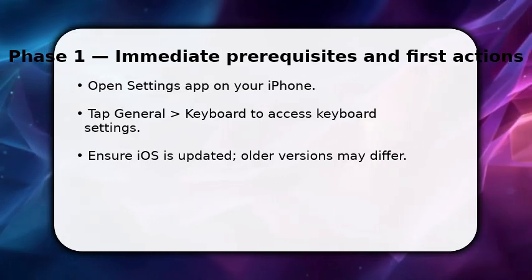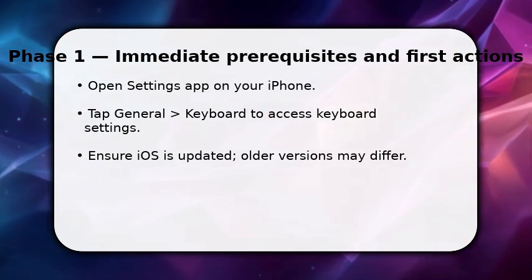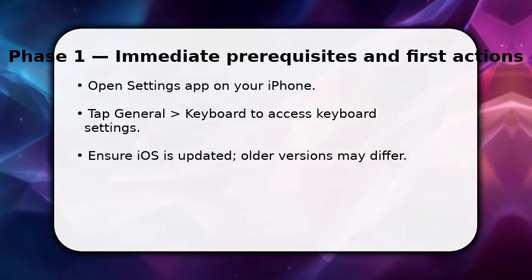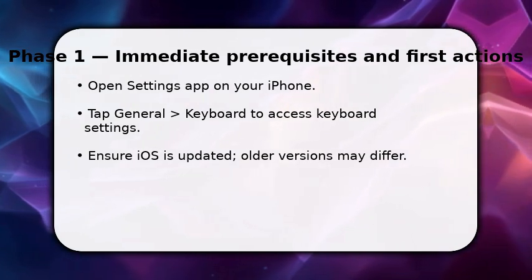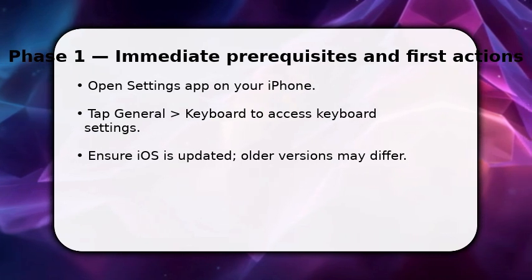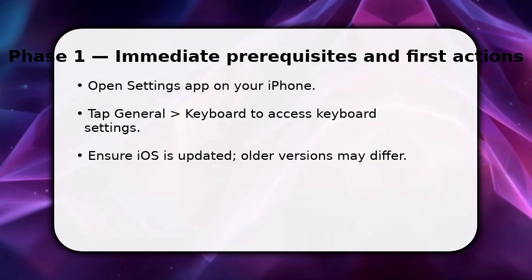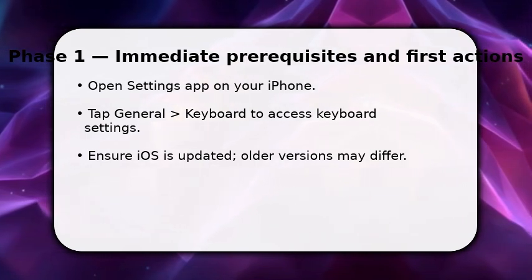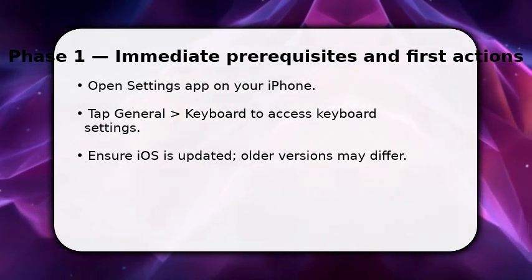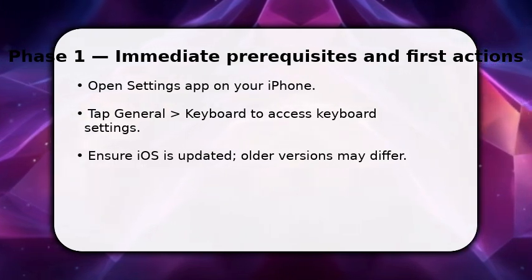You begin by opening Settings and navigating to General, then Keyboard. This is where iOS stores keyboard management. Once here, you can add or remove languages. Tap Keyboards at the top to see your current list. If you already have multiple entries, you can reorder or remove them. Otherwise, press Add New Keyboard. Doing this first avoids confusion later because the system won't show languages that aren't added.